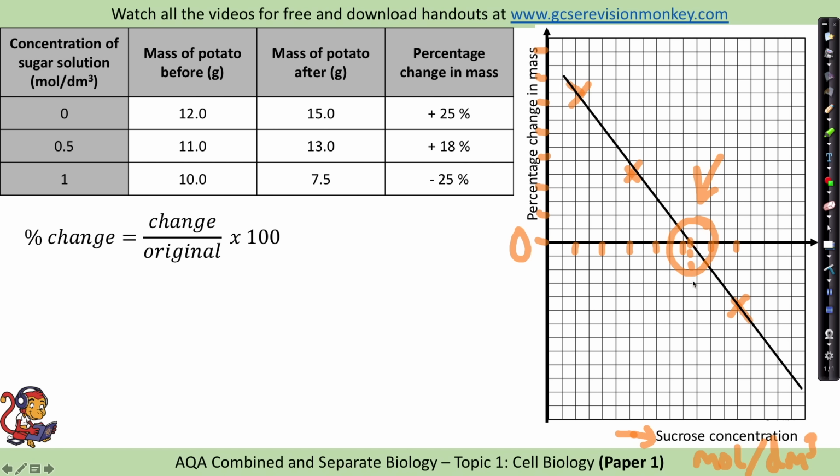This value for sugar concentration, if you were to read it off your graph, would give you the sugar concentration inside the potato. So I will write it out here for you. This value here would give you the sugar concentration inside the vegetable that you are using.